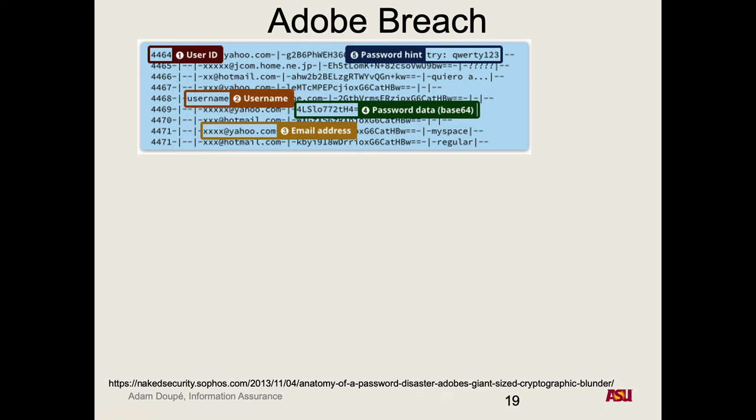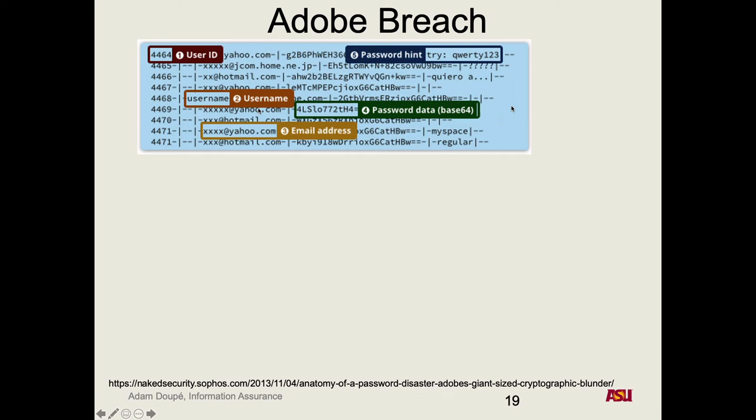Okay, so then when they dug in and tried to figure out what this password data is, it's Base64 encoded data, which you're all very familiar with now. And oh, this is funny. I didn't even notice this. Somebody says this is probably their MySpace password, and this is their regular password.